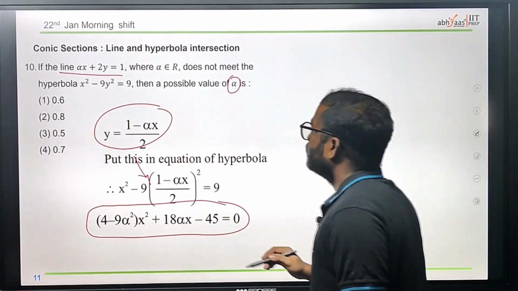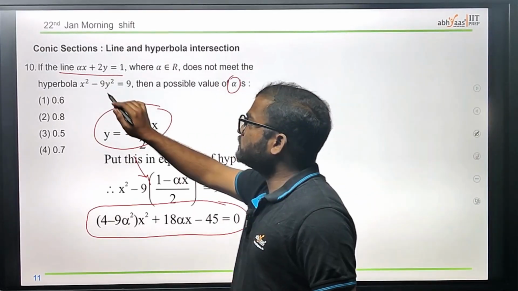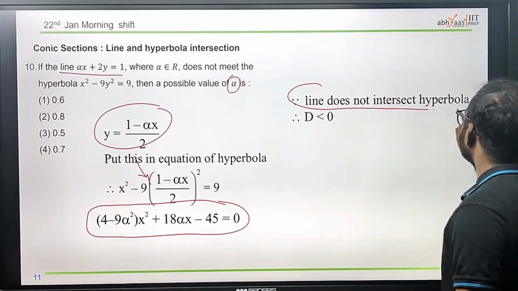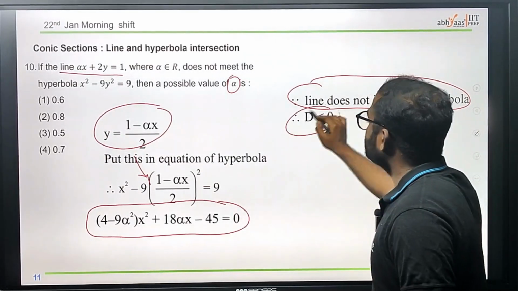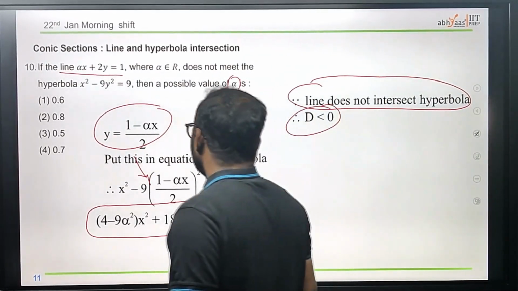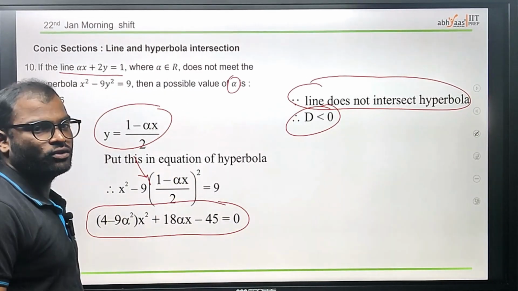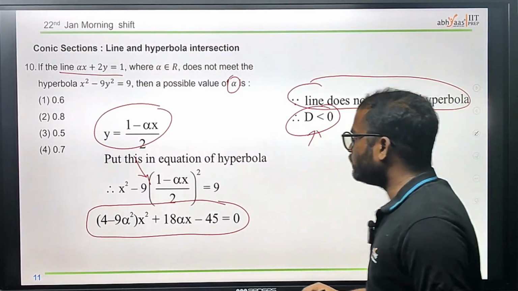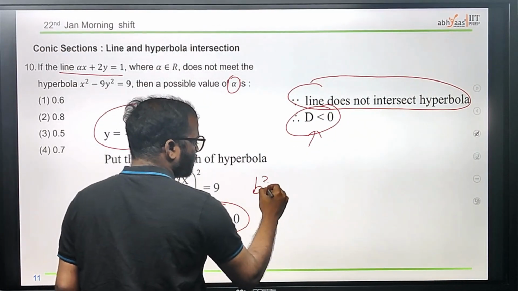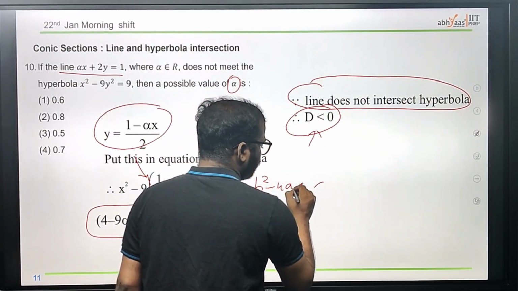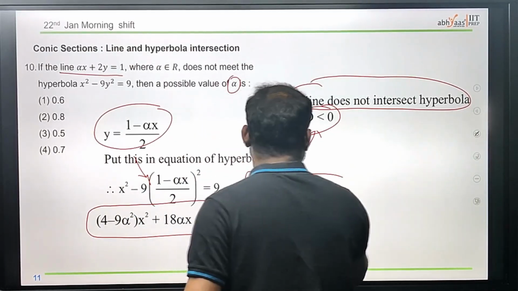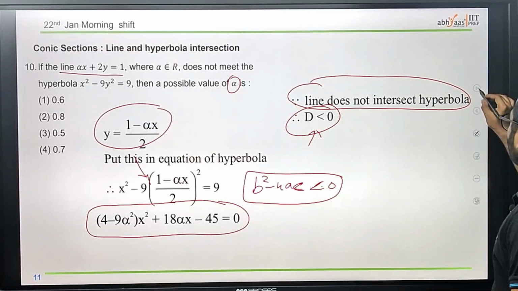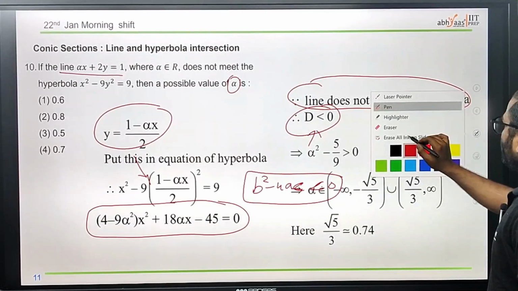Now we need to check for which alpha value this line does not intersect the hyperbola, that means D is less than 0. Because only for real values will it touch, therefore we can say D is less than 0. We need to check the discriminant, b square minus 4ac, less than 0. Just substitute those values in place of b, a and c in order to find this one.